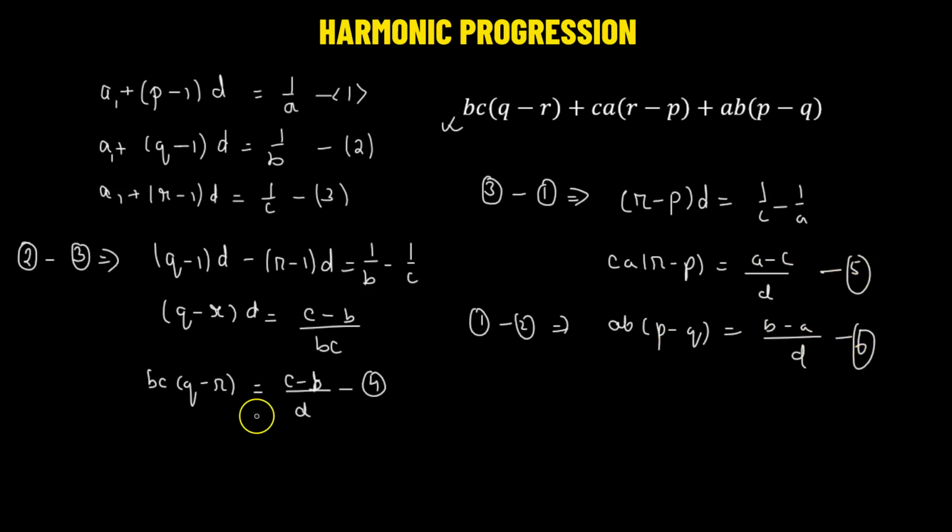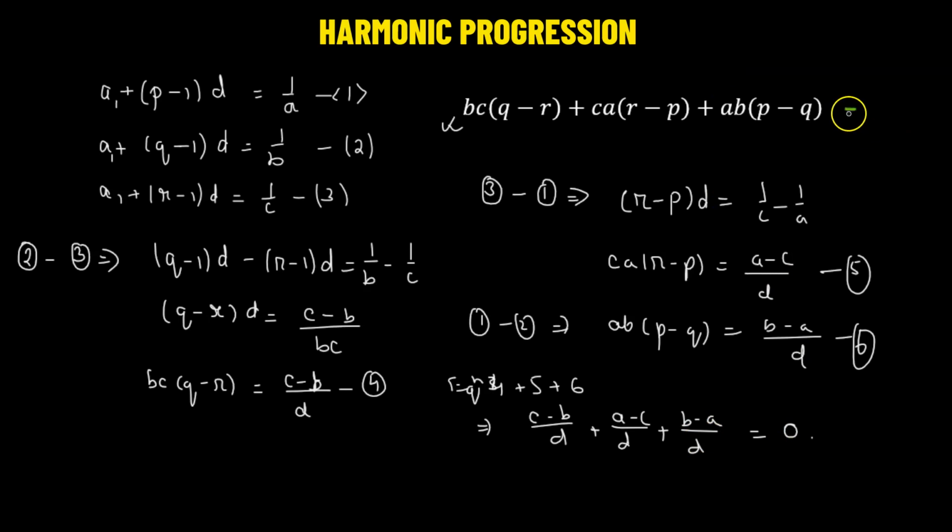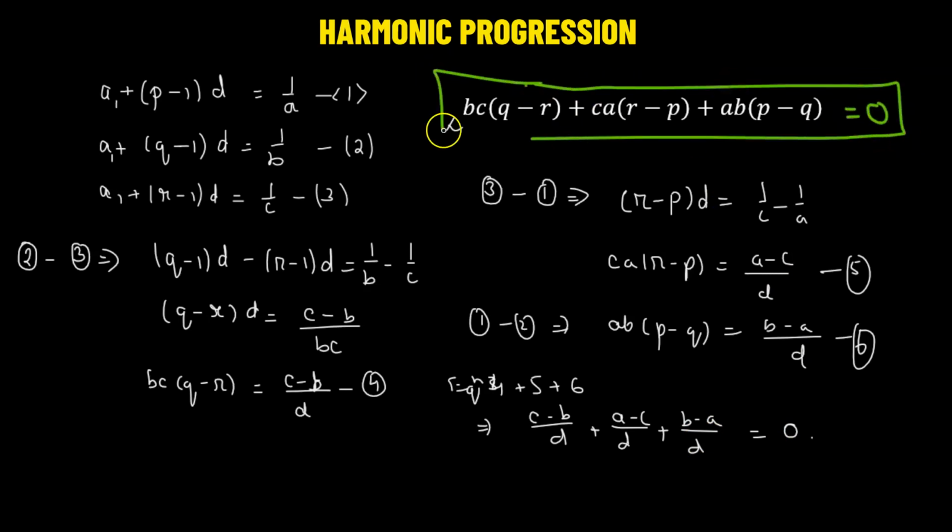So we're going to add equation 4. We'll start with equation number 4, add it with 5 and then with 6 such that we get C minus B over D added to A minus C over D plus B minus A over D. So when you sum it up, it gives us a value equal to 0. So that means the value of the given expression is going to be equal to 0. So this is the final value.